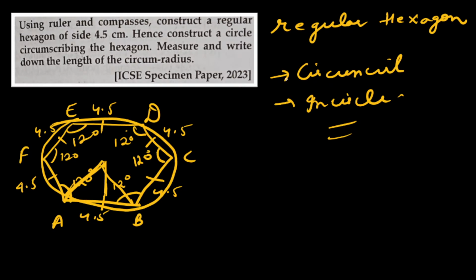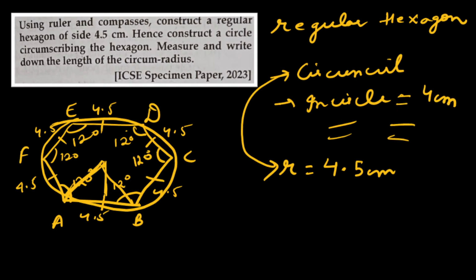For circumcenter, we got the radius of the circle as 4.5 centimeter, because here it's clearly mentioned to measure and write down the length of the circumradius. For incenter, we got radius 4 centimeter. So the first question we have done. You have to write steps of construction. Steps of construction you can write in your own wordings.